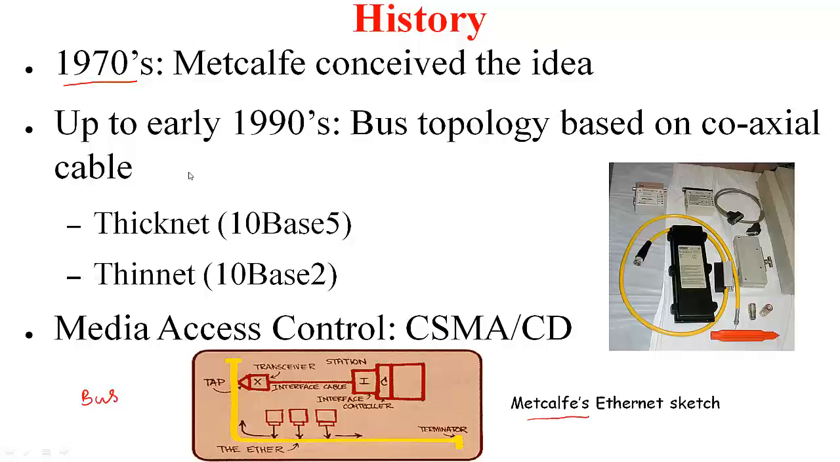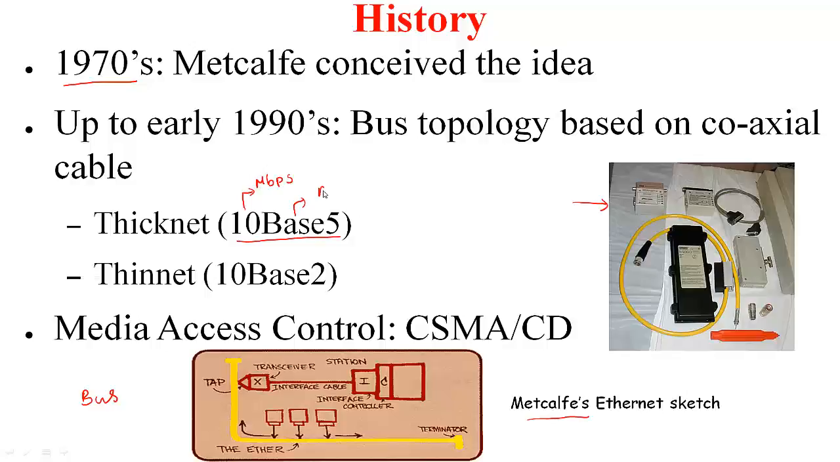So up to the early 90s, this bus topology was very popular. This was based on coaxial cable, and here is a picture of how the equipment looked. And there were two types. One was called thicknet and another was thinnet. Here is the standard corresponding to thicknet. What do these numbers mean? 10 refers to the Mbps, so this offered 10 Mbps.